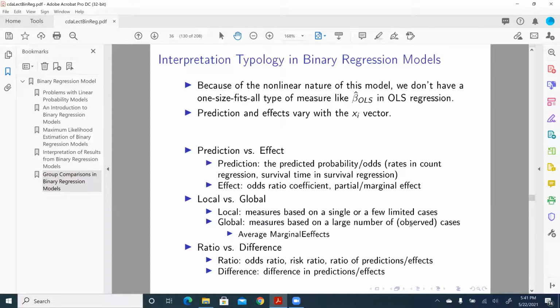Another possibility is a difference measure. That is a difference in predictions or effects. Simply, we take a difference of two statistics and go from there. So this is the interpretation typology that I came up with in one of my publications and a book manuscript that I'm writing. And I believe this typology is very useful for the use of different kinds of measure statistics to interpret results from binary regression models.